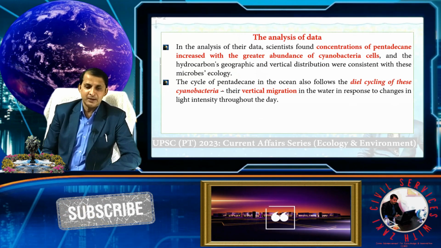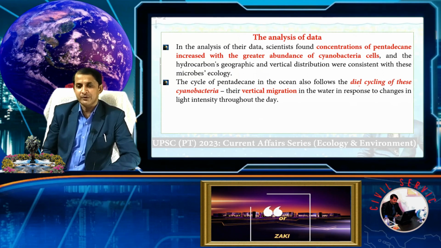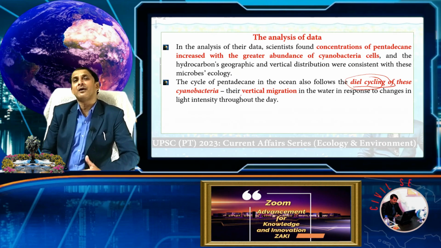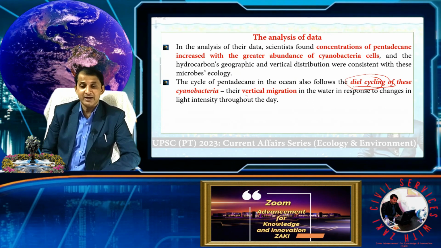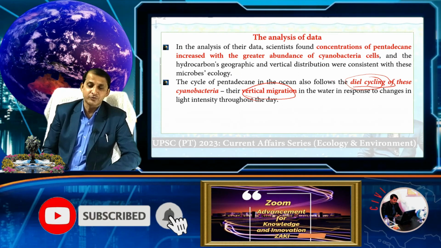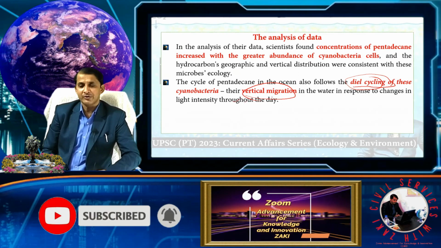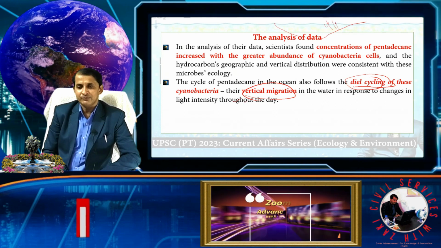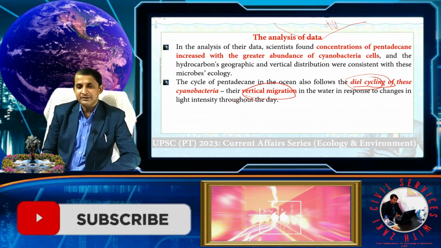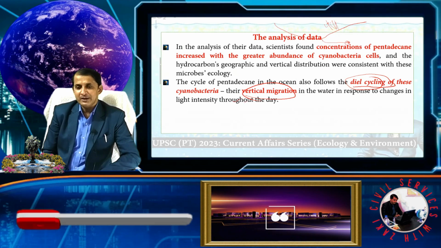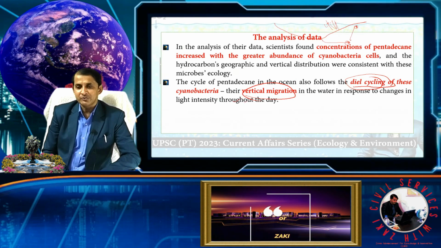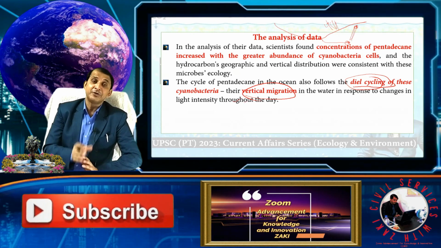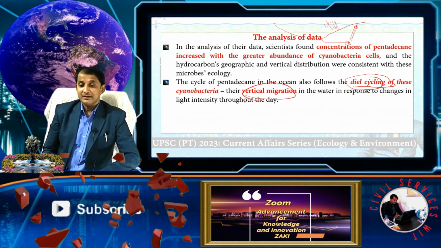So the cycle of the pentadecane in the oceans follows the diel cycle. Basically, that diel cycle of the cyanobacteria is the vertical migration in the water in response to changes in light intensity throughout the day. So if you see the light fall from this area, then these bacteria go to the bottom. At night they come up. So this vertical movement, vertical motion due to migration due to the light, is called diurnal cycling.